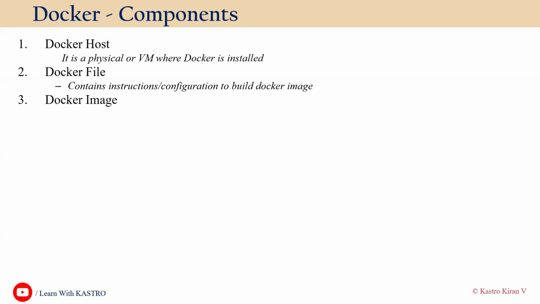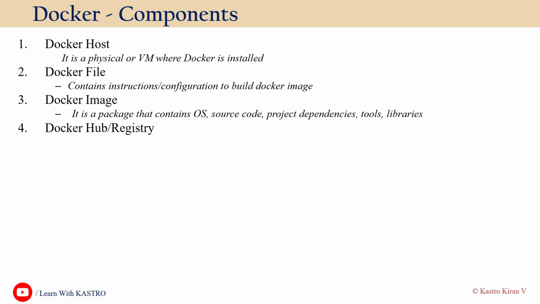So what is a Docker image here? Docker image is basically a package that contains the operating system, the source code, the project dependencies, the libraries, the tools, everything that is required in order to run an application. We are going to package all those things into the Docker image. Once the Docker image is created, we are going to store that Docker image in the Docker Hub.